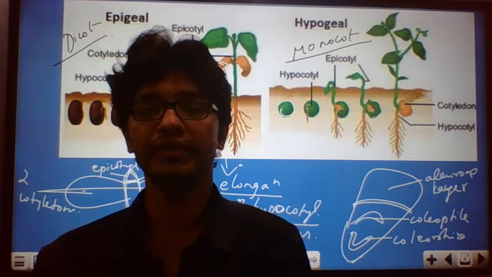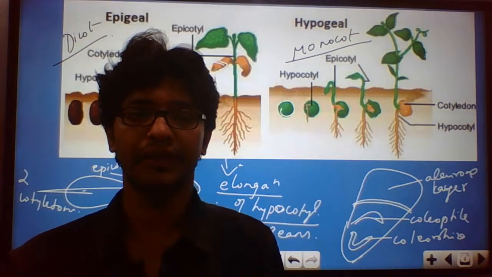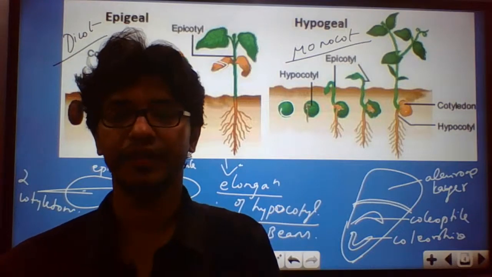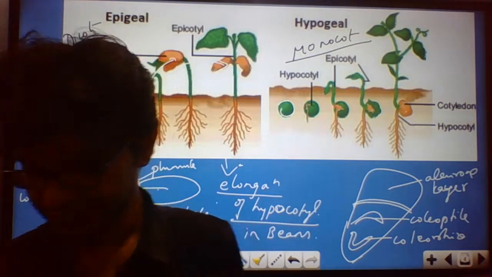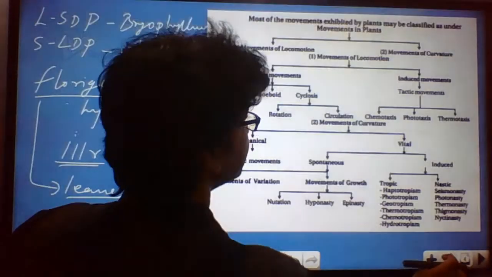Okay, so we're done with this part, plant growth and development. We're done with all the parts: fertilization, seed germination, everything. Now we move to the next chapter, that is transport in plants.